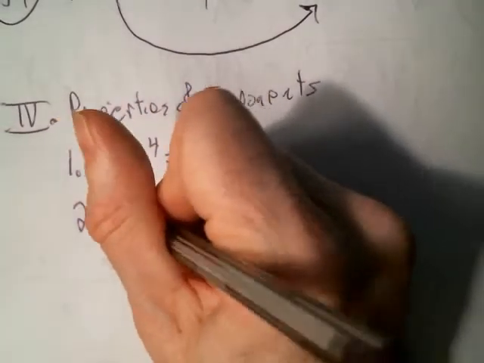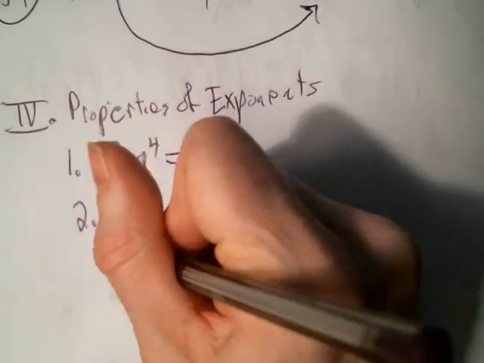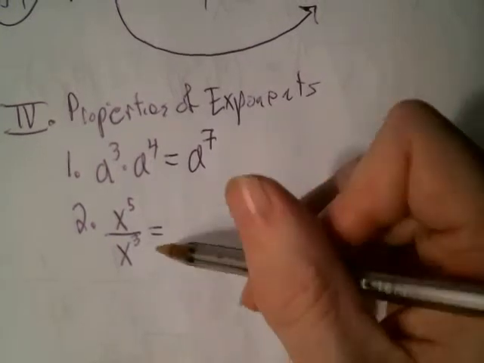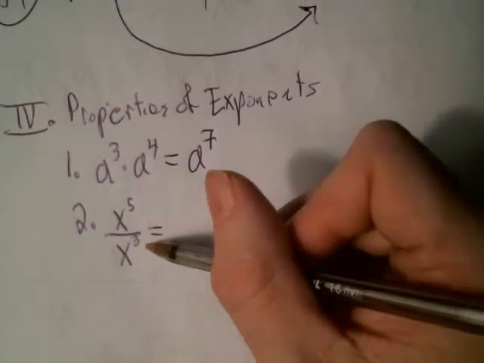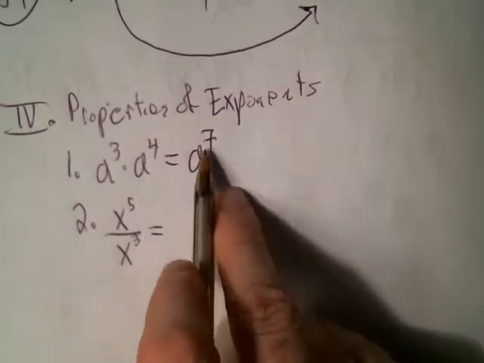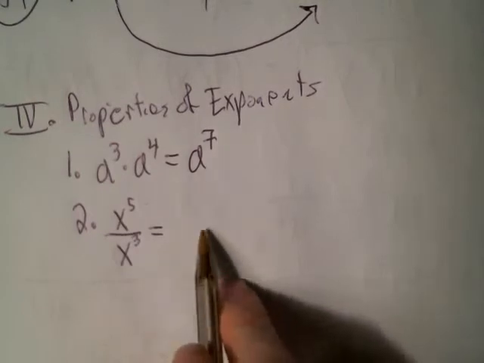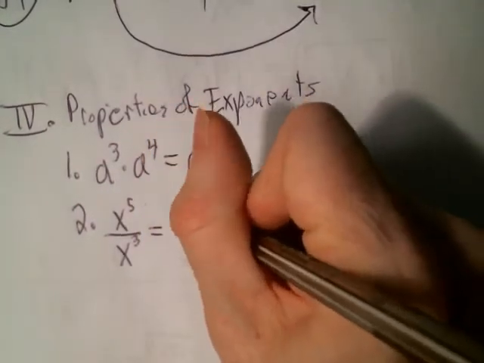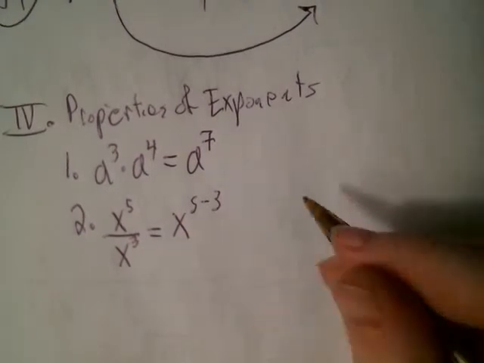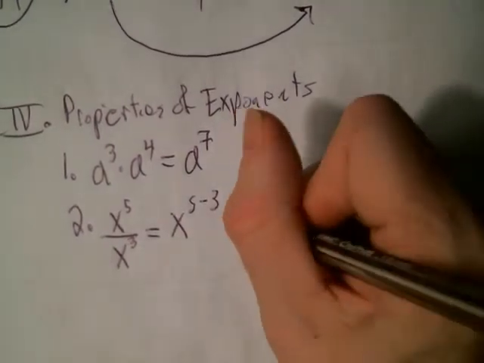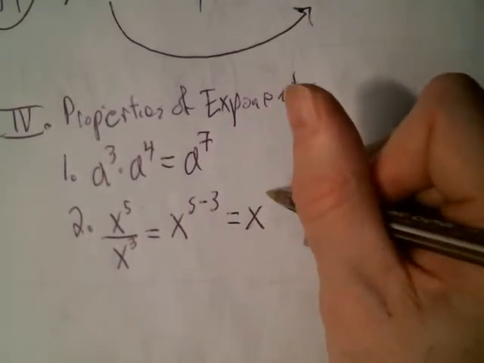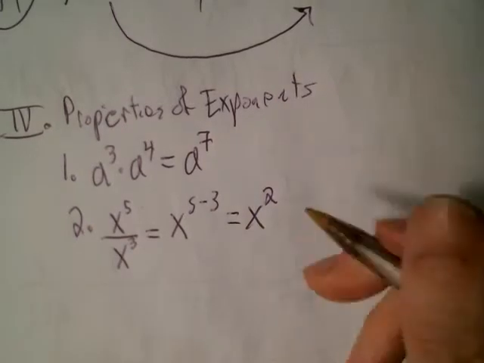If you have something like x to the fifth all over x cubed, and you want to simplify that, the way you think of it is bringing up the x cubed. It's really a subtraction, right? So here, when I multiply, I add. Here, when I divide, I subtract. So you end up with x to the 5 minus 3, which is really x to the 2.